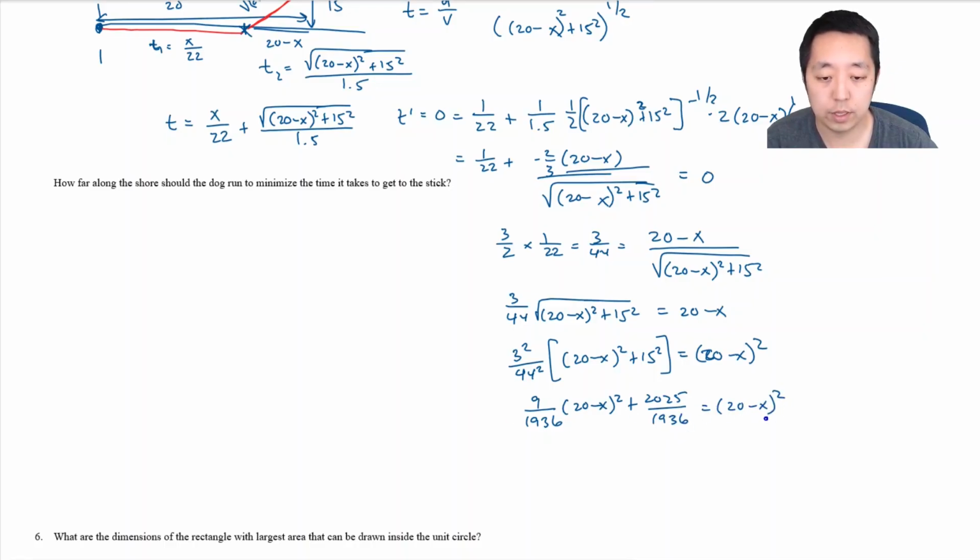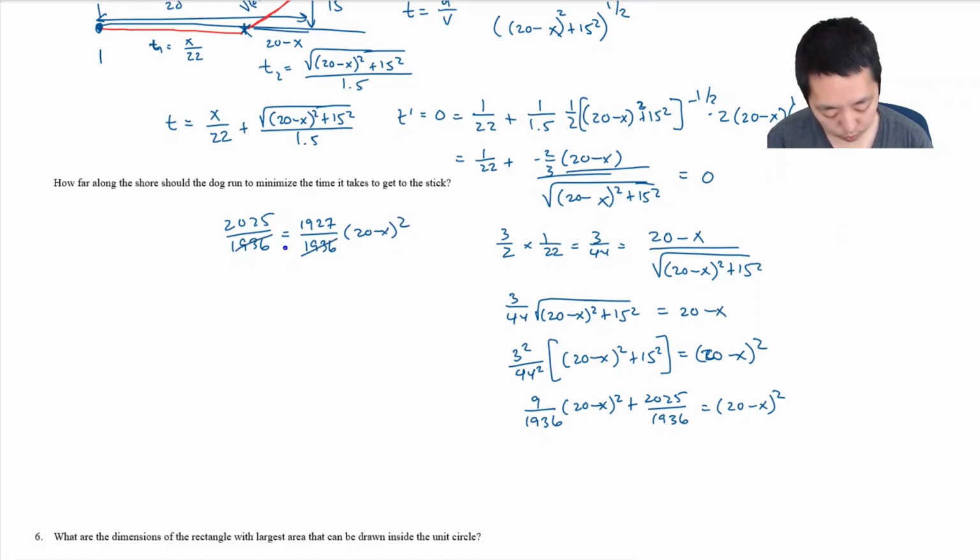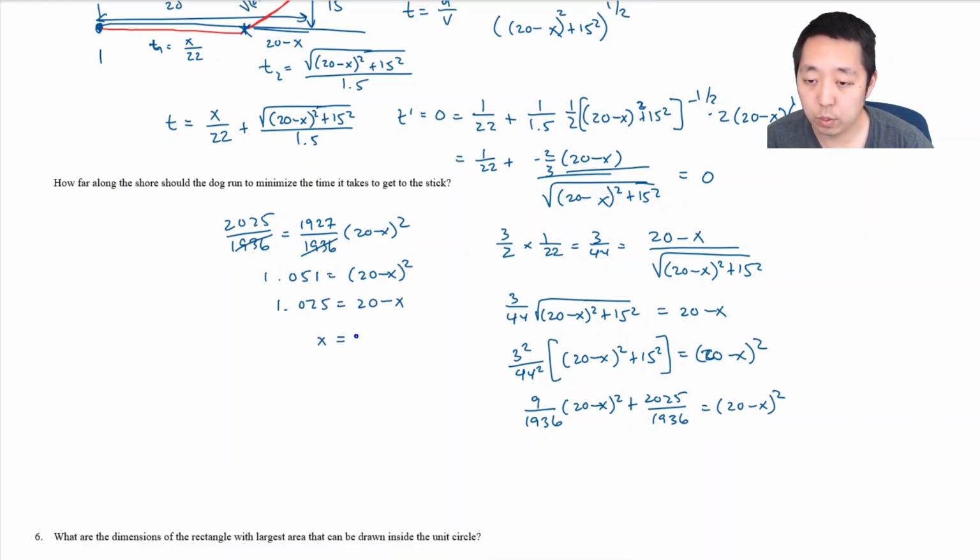I can group these together by subtracting here. So I'm going to get 2025 over 1936 is equal to 1927 over 1936, (20 minus x) squared. I can multiply through to get rid of that. So 2025 divided by 1927, I get 1.051 is equal to (20 minus x) squared. Take the square root of that. I get 1.025 is equal to 20 minus x. And so x will be 20 minus that.